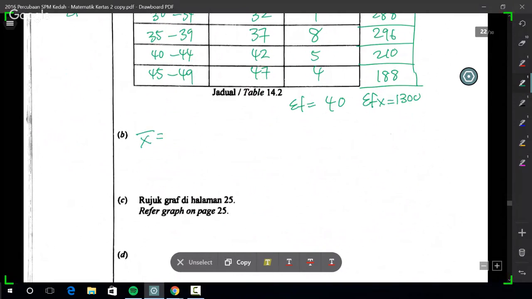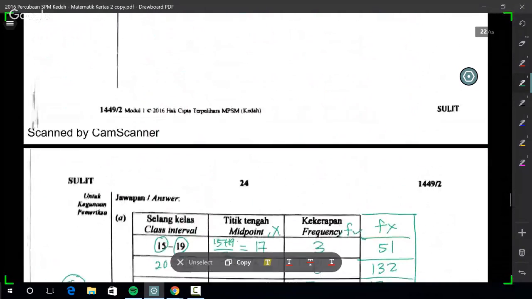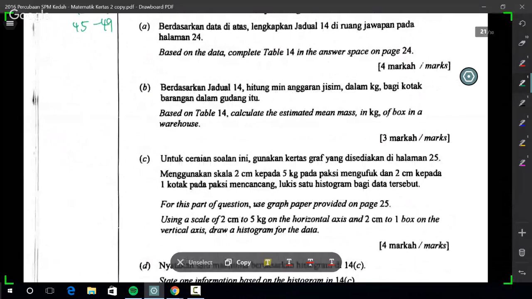So part B asked me to find a mean. Mean will equal sum of fx over sum of f, so it equals 1300 over 40. Then I should be able to get the correct answer, which is 32.5. All right. So this is how we find a mean. Estimate the mean, do you see that? Okay, the next one.